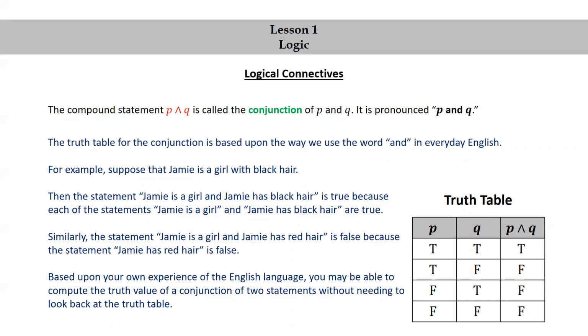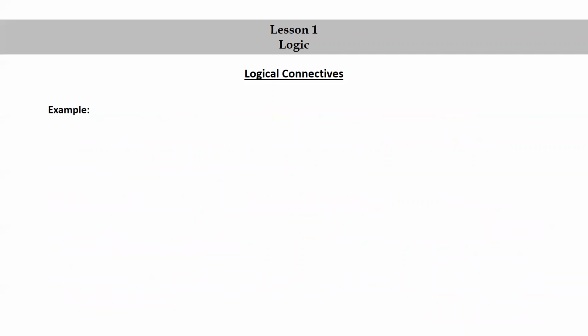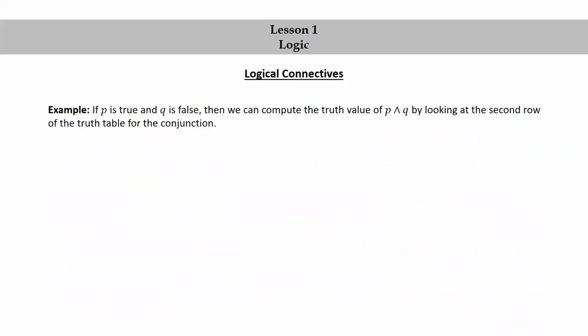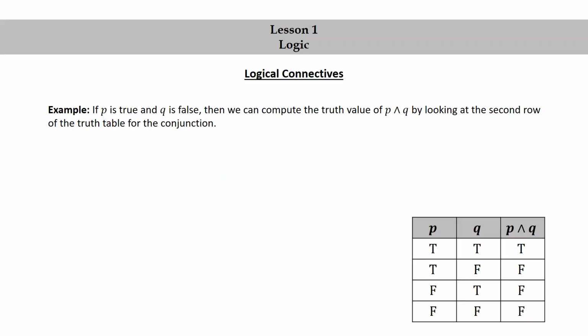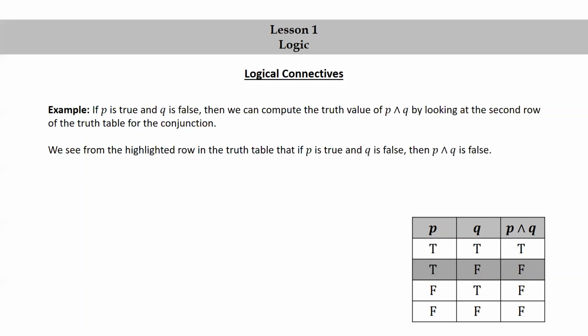Based upon your own experience of the English language, you may be able to compute the truth value of a conjunction of two statements without needing to look back at the truth table. Let's look at an example. If P is true and Q is false, then we can compute the truth value of P and Q by looking at the second row of the truth table for the conjunction. We see from the highlighted row in the truth table that if P is true and Q is false, then P and Q is false.